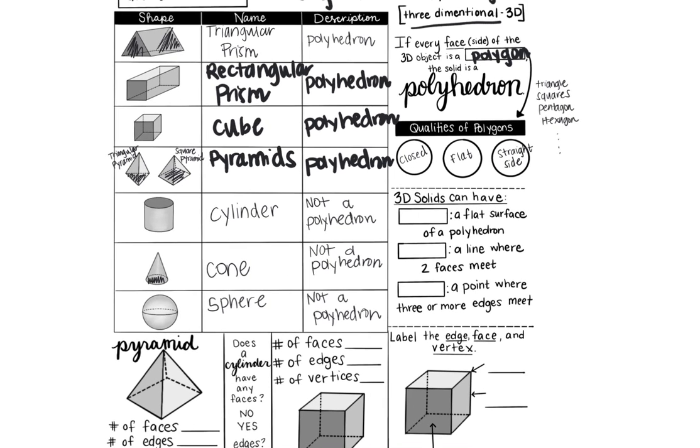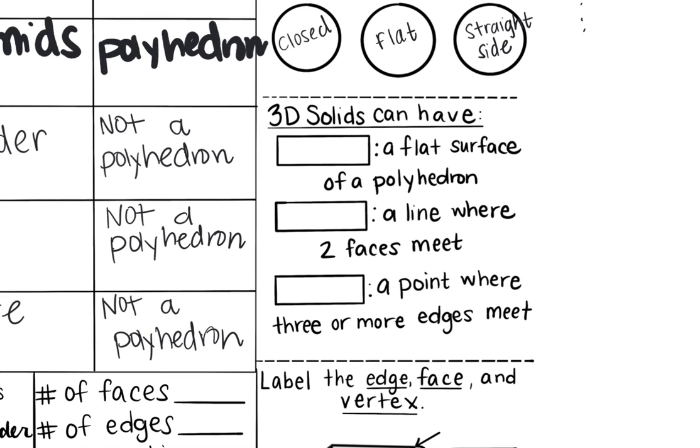Okay, so we have our chart done. Let's talk a little bit more about some of these definitions that we looked at yesterday, like an edge, a face, a vertice. So it says a flat surface of a polyhedron. A flat surface means your face. It says a line. So that means my edge.